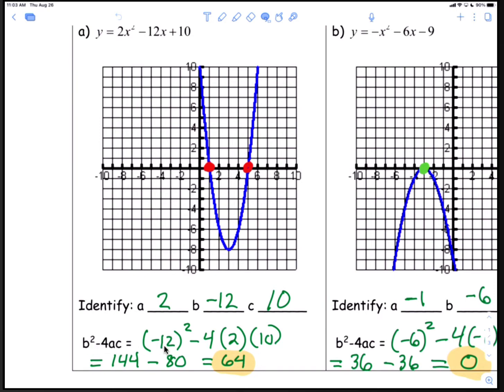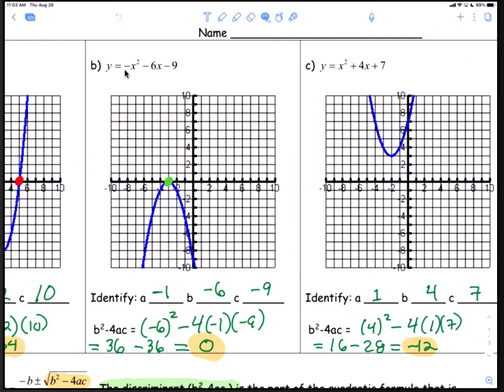So B is negative 12 squared minus 4 times A, which is 2, times C, which is 10. That calculates to 144 minus 80, which is 64. All right, we'll keep that in mind for later. Let's go to B.